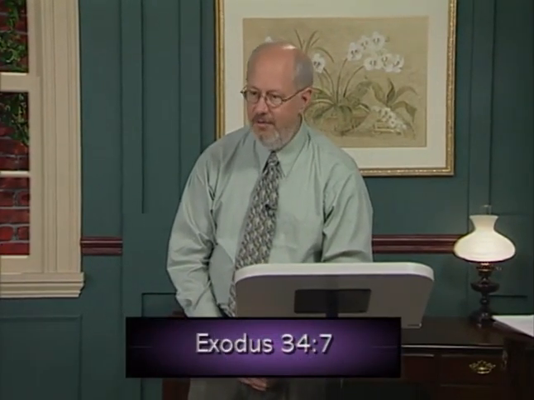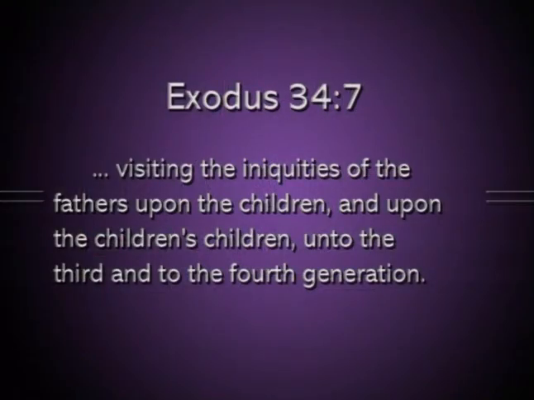Now, there's actually several places in the Bible, in the Old Testament, that give quotes like this. I found this in Exodus chapter 34, verse 7. And the last part of that verse, there's an injunction of the consequences that happen from certain kinds of bad behavior. And it says, visiting the iniquity of the fathers upon the children, and upon the children's children, unto the third and to the fourth generation.